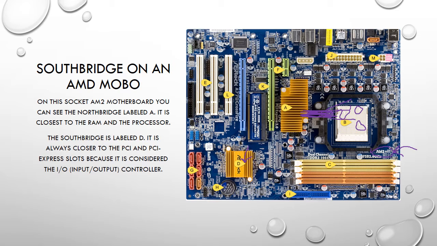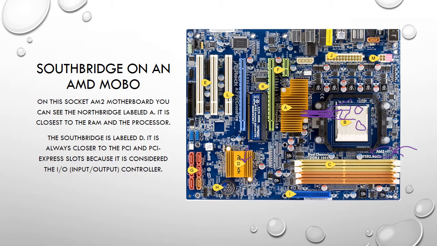Over here on M, even though when you're looking at the picture it looks like a 4-pin, if you look at this little pink thing, it actually says it's an 8-pin. So this is a P8 on M. J is your 24-pin connector. F is a PCI Express 1X. K is a PCI Express 16X. And then over here is another PCI Express 16X.